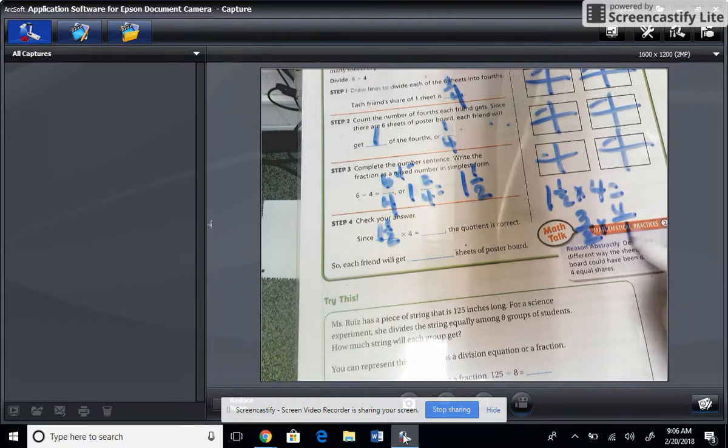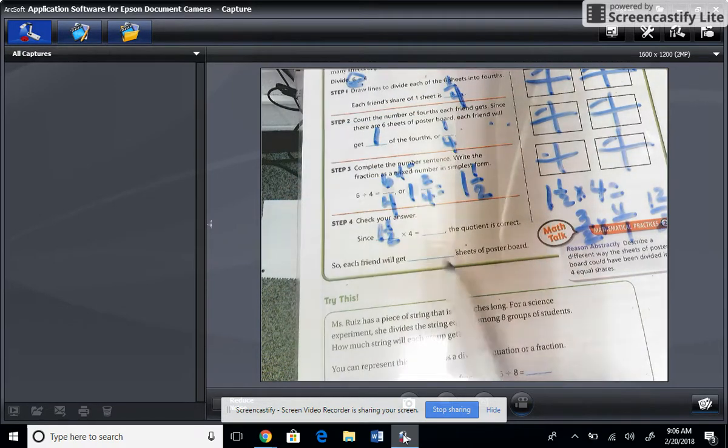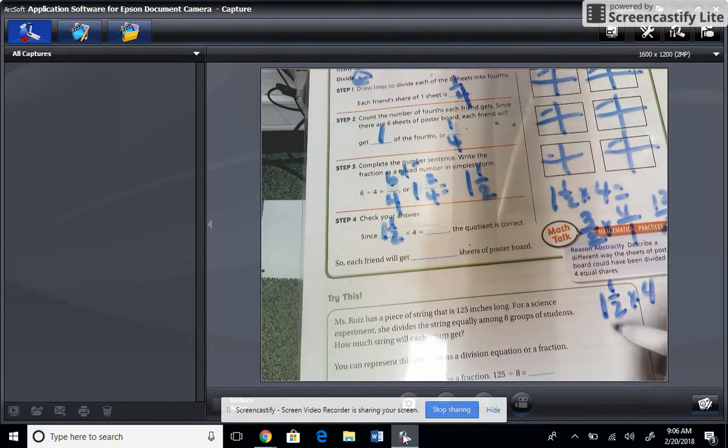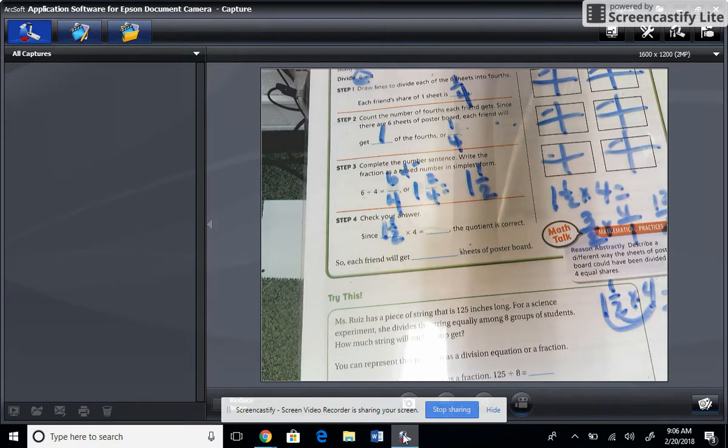Well, I could take this times 4, I get 4. And then 1/2 times 4 over 1, I get 4 over 2, which is 2. 4 plus 2 equals 6. So whichever way you want to do it, each one will get 1 1/2 sheets.